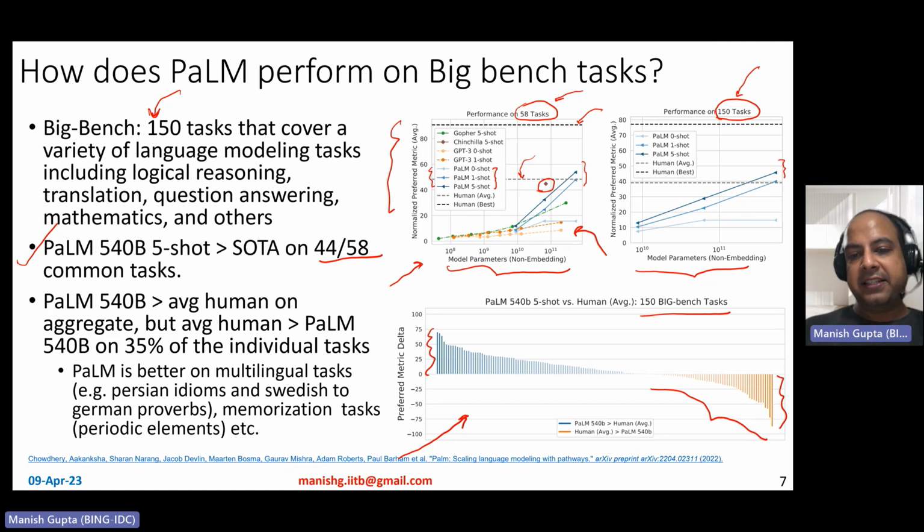In fact, the edge that the PaLM model has is that it can understand several languages compared to an average human who understands only a few. For example, PaLM is much better on multilingual tasks like Persian idioms and Swedish to German proverbs. PaLM is also better on tasks which require a lot of memorization, for example the periodic elements task, and an average human does not really remember the periodic table of elements that well.